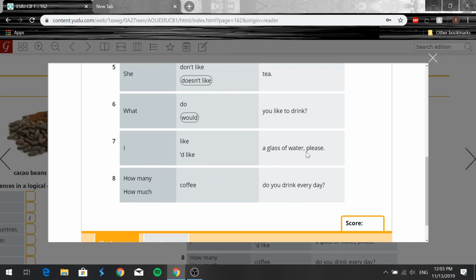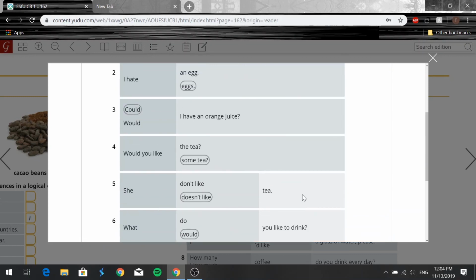I like a glass of water, please, or I'd like a glass of water, please. Again, I'd like a glass of water, because the word would, or apostrophe D in speech, is for polite requests in sentence form. It means that you want something right now. How much or how many coffee do you drink every day? How much, obviously, because coffee is uncountable. Okay? How much coffee do you drink every day?